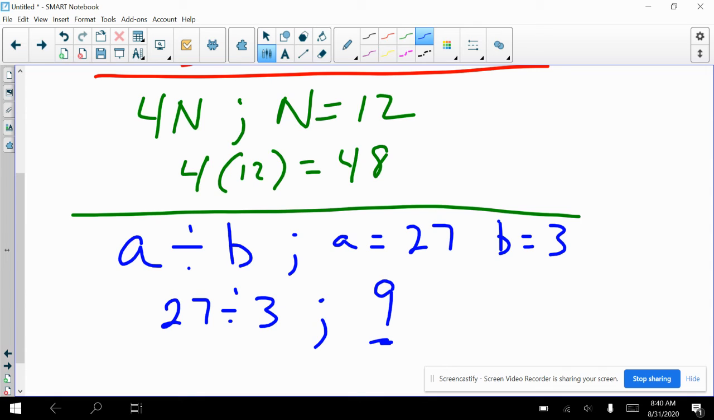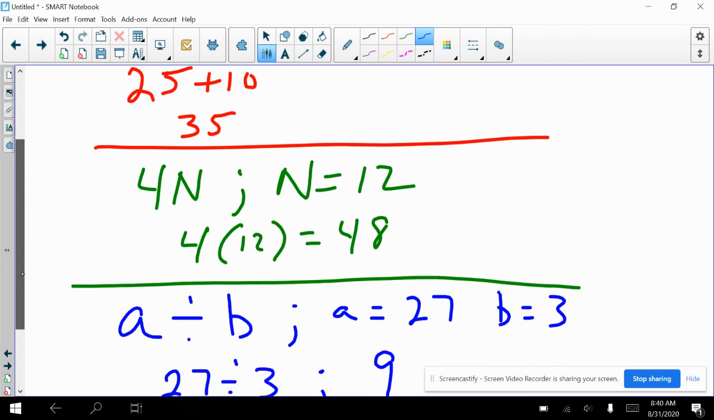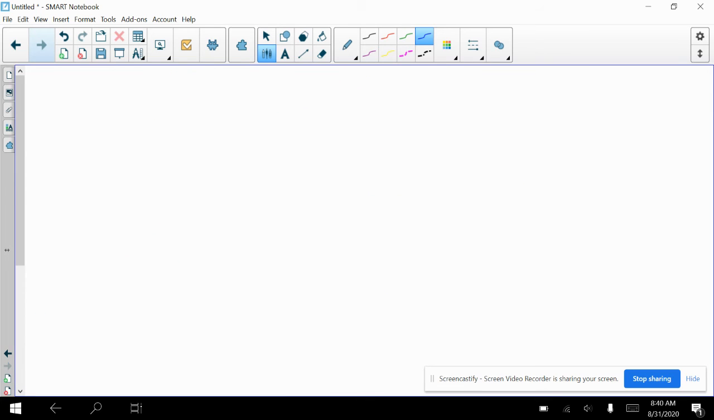Okay, so you got a combination of variables, a combination of multiplication, a combination of addition. Okay, those are the easy ones. Here goes a little bit of the harder ones.